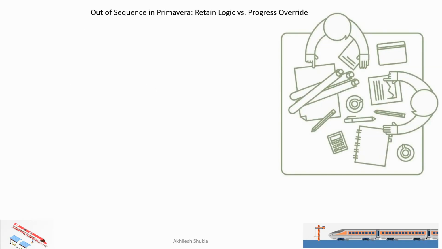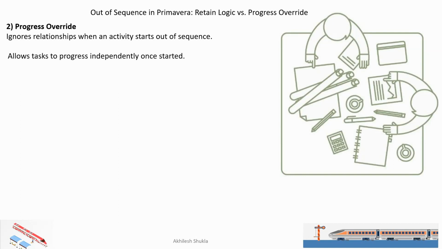Next is progress override. Progress override ignores the relationship when the activity started out of sequence. Basically you have B and C. Whenever you are updating, it will ignore the relationship of B. Now C and B are starting at the same point. At that moment you may not have enough resources to start B and C simultaneously, so we have to remove the out of sequence. It allows tasks to progress independently once started. C will be an individual activity, B is acting as an individual, and they are not following any logic.